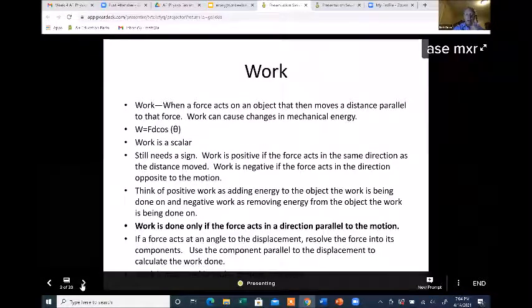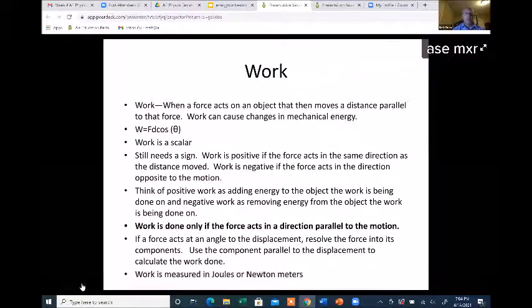We're also going to be talking about work today. So work is when a force acts on an object and it moves that object some distance parallel to the force. And we're going to come back to parallel in a minute.